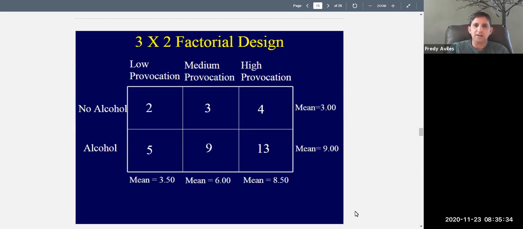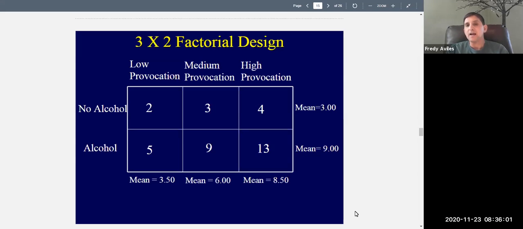When there's medium provocation, but no alcohol, the average is 3. When there's high provocation, no alcohol, the average is 4. When there's low provocation and alcohol, they got drunk, the average level of aggression is 5. When there's medium provocation and alcohol, the average level is 9. When there's high provocation and alcohol, worst possibility of all, worst combination of all. You are very pissed off and they got you drunk. Your level of aggression is 13.